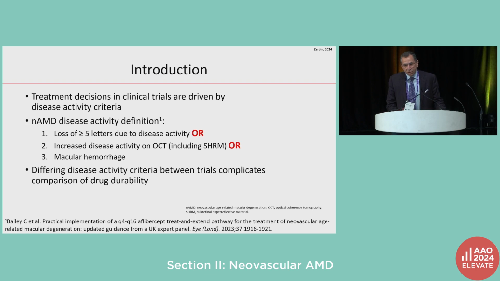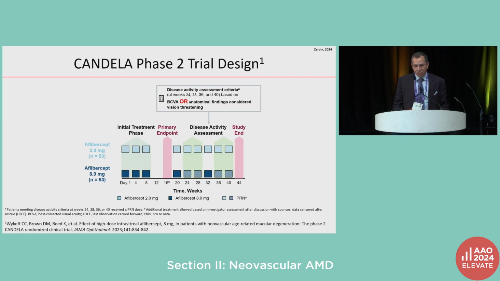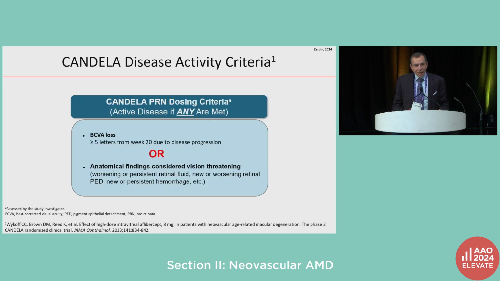Unfortunately, different clinical trials use different disease activity criteria to drive dosing, and that complicates our ability to discriminate the durability of the different agents based on the different trial results. So, for example, in the phase 2 Candela trial, 2 milligram aflibercept was compared with 8 milligram aflibercept, and there were disease activity assessments at weeks 24, 28, 36 and 40, and if active disease was present, an injection was given. And in this trial, either a loss of vision or a change in anatomy mandated an injection.